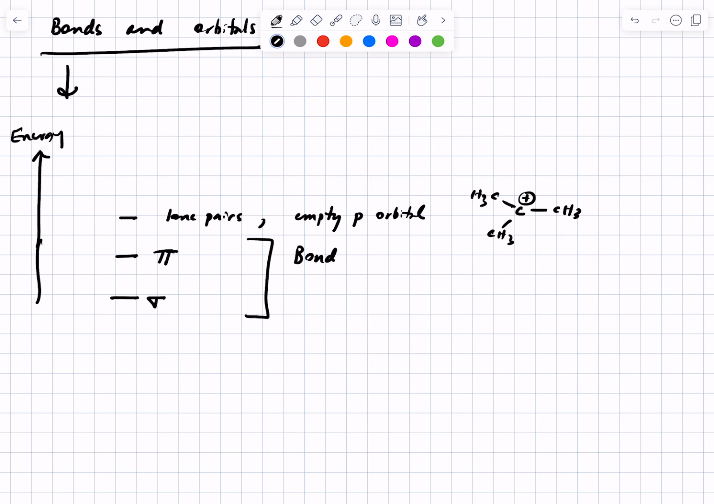Sigma bonds and pi bonds are also sometimes called bonding orbitals. They are lower in energy. In general, atomic orbitals of any kind, lone pairs or empty p orbitals, are intermediate in energy. We call them non-bonding because they're not involved in bonds. Now, one of the things you may not have heard about, and we don't have a huge amount of time to go into this. If you want to know more, there's an excessively long molecular orbital theory review study guide, totally optional. You can look at it or not. We'll explain where some of this comes from.